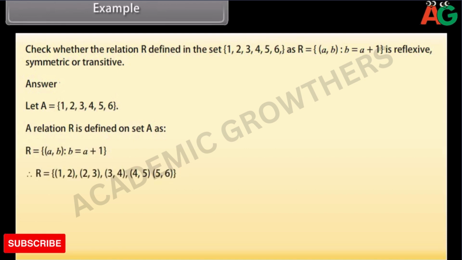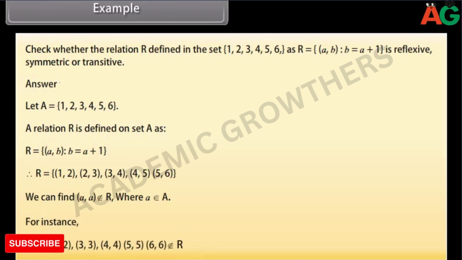Therefore, R = {(1, 2), (2, 3), (3, 4), (4, 5), (5, 6)}. We can find (a, a) does not belong to R where a belongs to A. For instance, (1, 1), (2, 2), (3, 3), (4, 4), (5, 5), (6, 6) does not belong to R. Therefore, R is not reflexive. It can be observed that (1, 2) belongs to R, but (2, 1) does not belong to R.